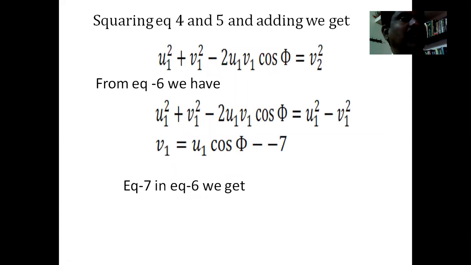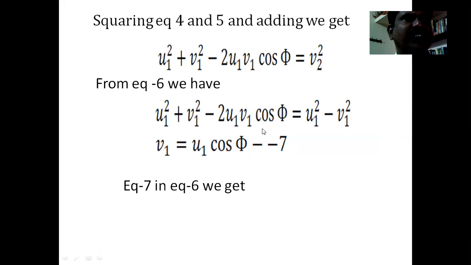Next, squaring equations 4 and 5 and adding, we get u1 square plus v1 square minus 2 u1 v1 cos phi equals v2 square. How do we get this? By squaring equations 4 and 5, adding them and rearranging the equations, we get u1 square plus v1 square minus 2 u1 v1 cos phi equal to v2 square.